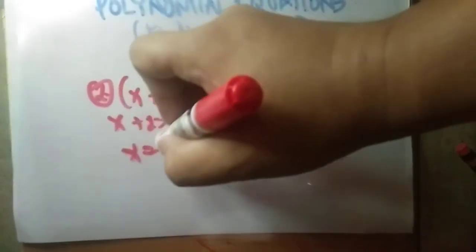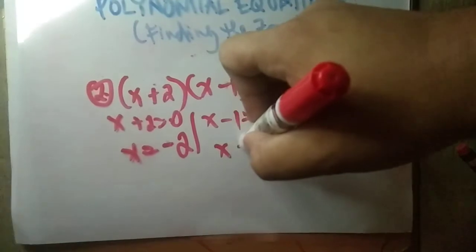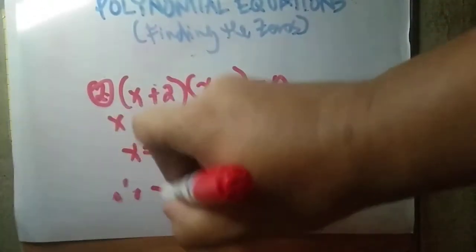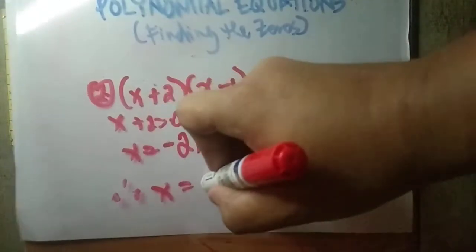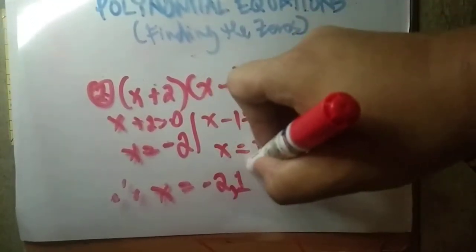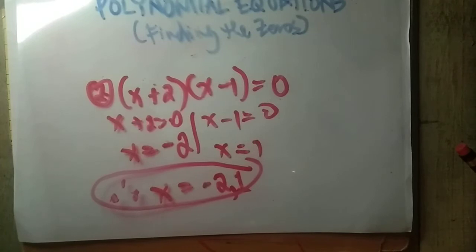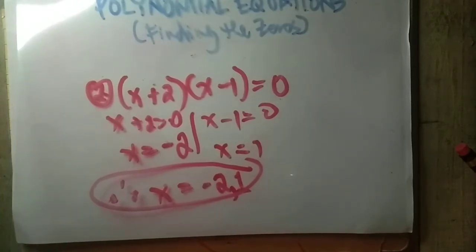So, for the first one, x here is equal to -2. And here, your x is equal to 1. Therefore, you can conclude that your zeros here, or your x, would be equal to -2 and 1. So, pwede magkabaliktad ito. Yan. So, there are two values of x here. Yan. So, ideally, ganyan lang ang approach niya.